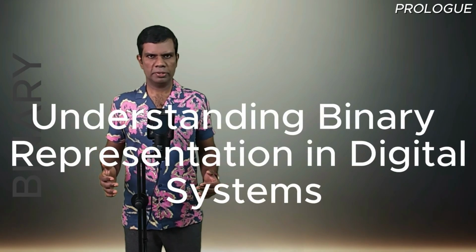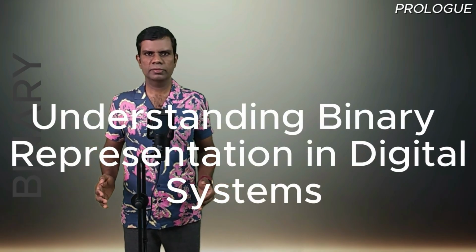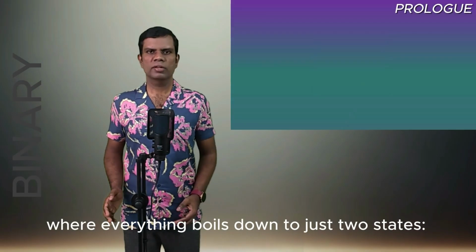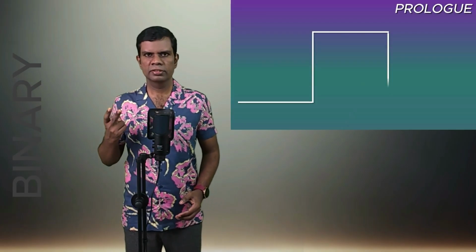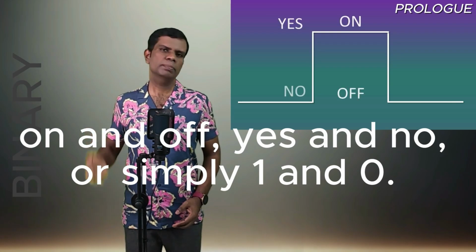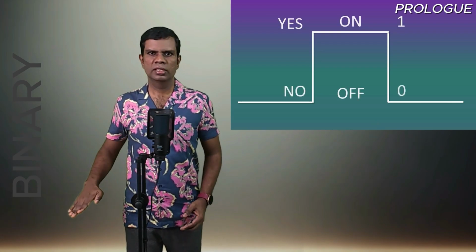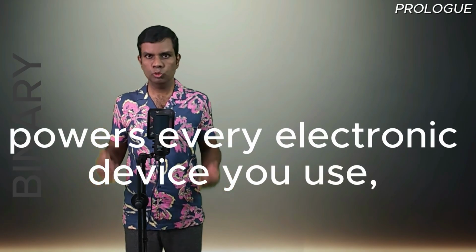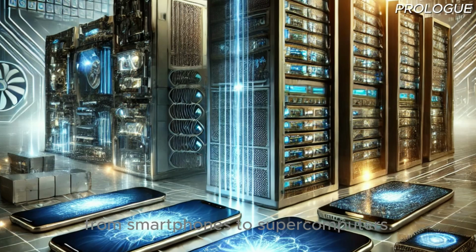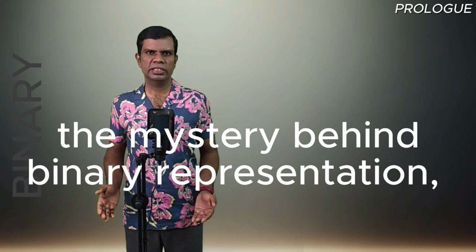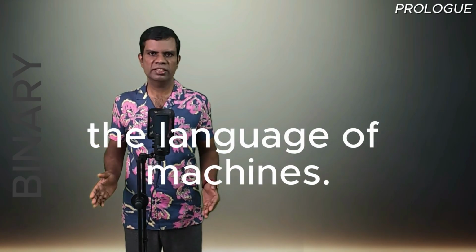Understanding binary representation in digital systems. Imagine a universe where everything boils down to just two states: on and off, yes and no, or simply 1 and 0. This seemingly simple concept powers every electronic device you use, from smartphones to supercomputers. Today, we will decode the mystery behind binary representation, the language of machines.